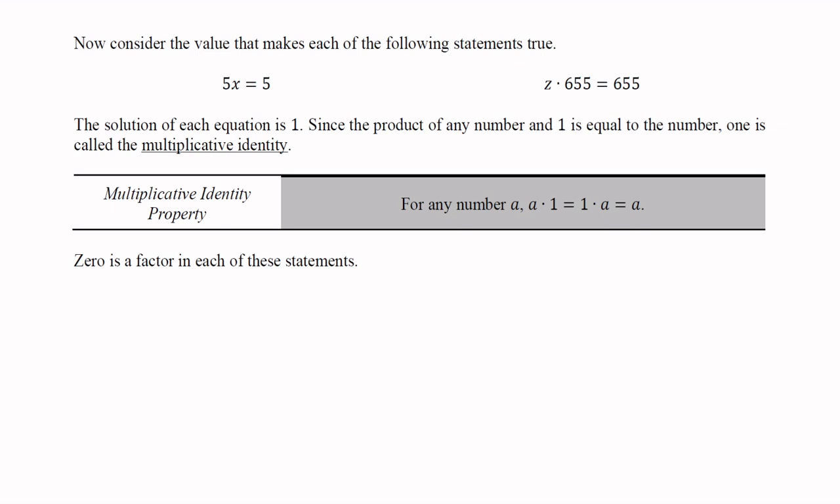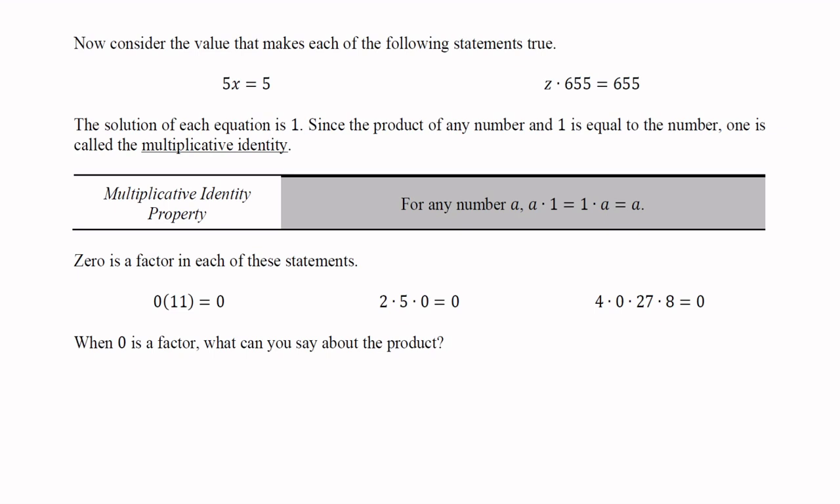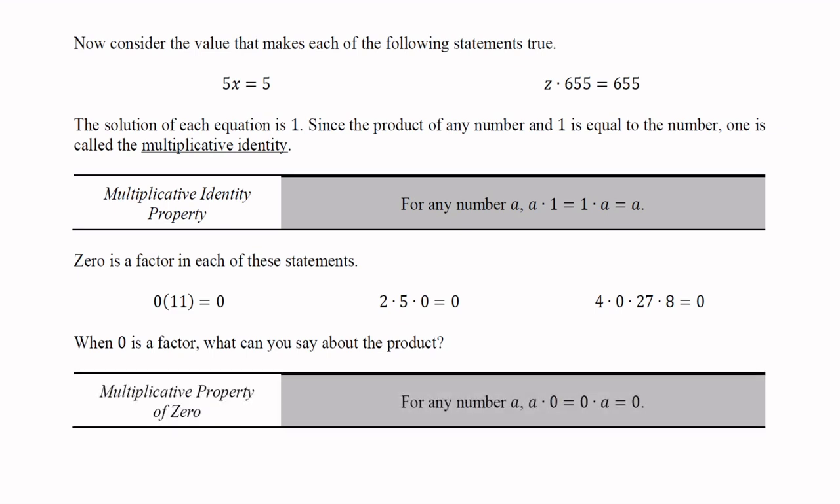0 is a factor in each of these statements. 0 times 11 is equal to 0. 2 times 5 times 0 is equal to 0. And 4 times 0 times 27 times 8 is also equal to 0. In all of these cases, 0 is multiplied somewhere in there. And if you have 0 being multiplied anywhere in a statement, then you can say that the solution is going to be 0. So for any number a, a times 0 equals 0 times a, which is equal to 0.